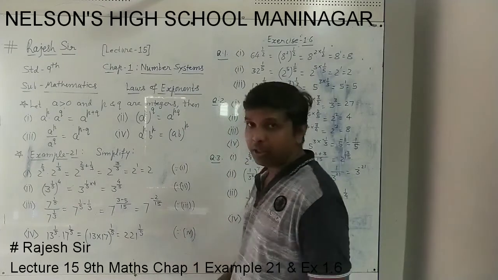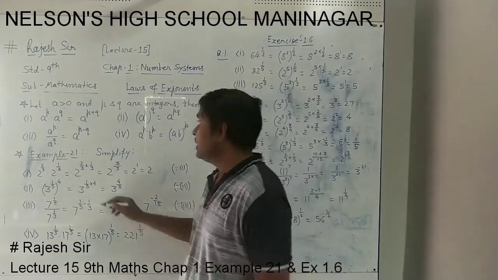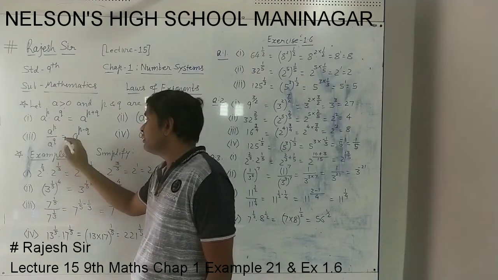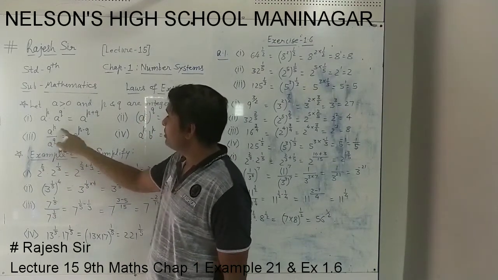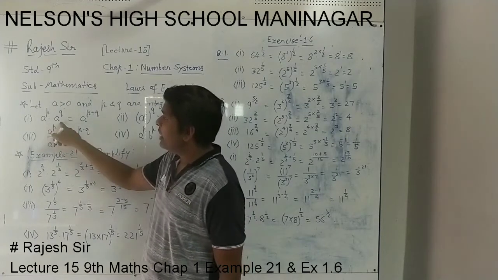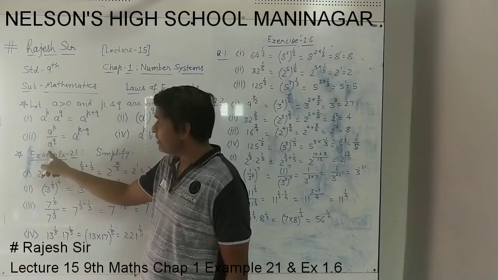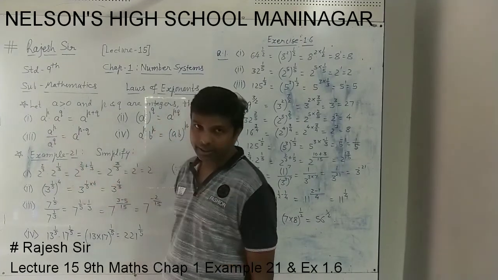Third exponent law is division, a raised to p upon a raised to q. If we have this, what do we do? a raised to p minus q. In multiplying, if bases are the same, powers are added. In division, if bases are the same, powers are subtracted.